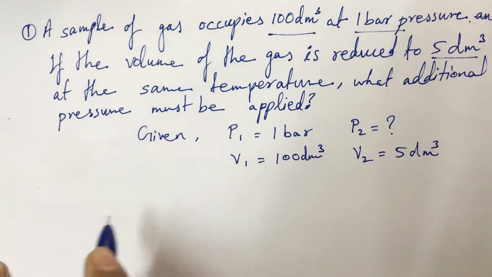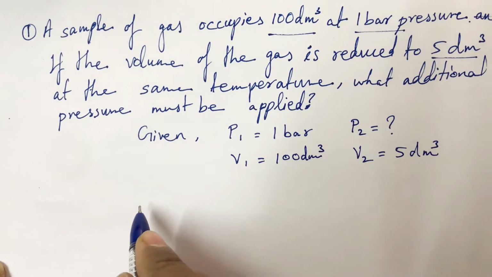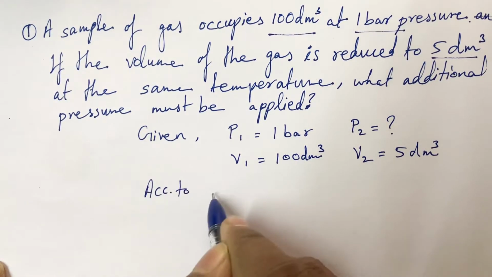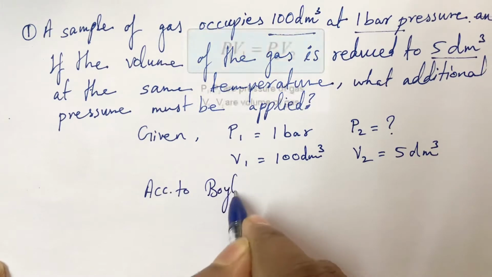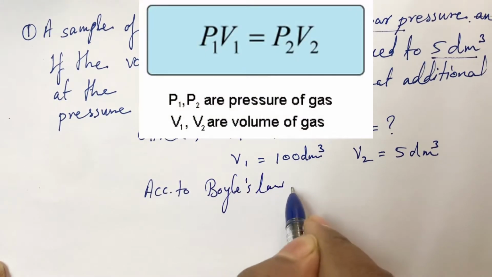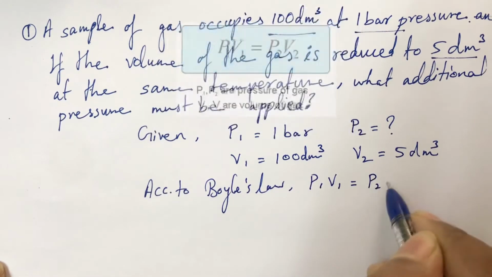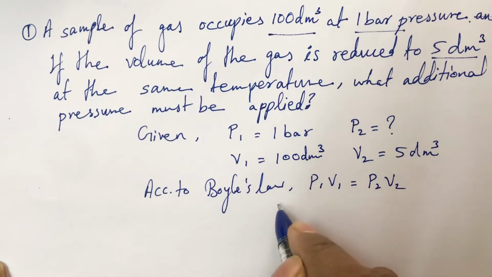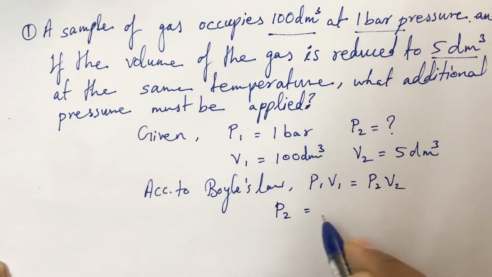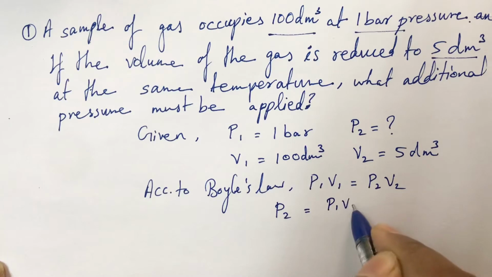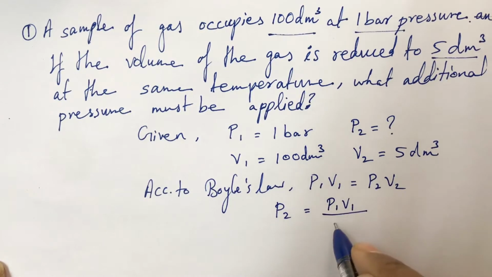Since the temperature is constant, what can we do? According to Boyle's law, we know that P1 V1 is equal to P2 V2. While rearranging, we have to get P2, right? P2 is equal to P1 V1 divided by V2. Let's put the values in the equation.